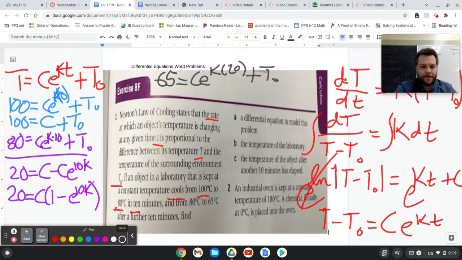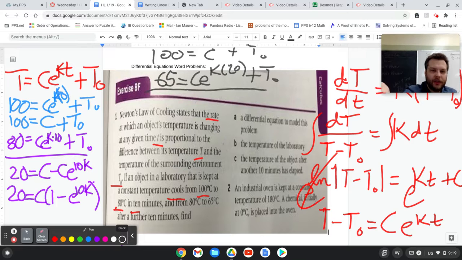Let's use, it doesn't really matter which one we use, let's use the original 100 equals c plus T naught and subtract those values. Very similar. So we had 35 degrees of cooling, and we can factor out a c and 1 minus e to the 20k.